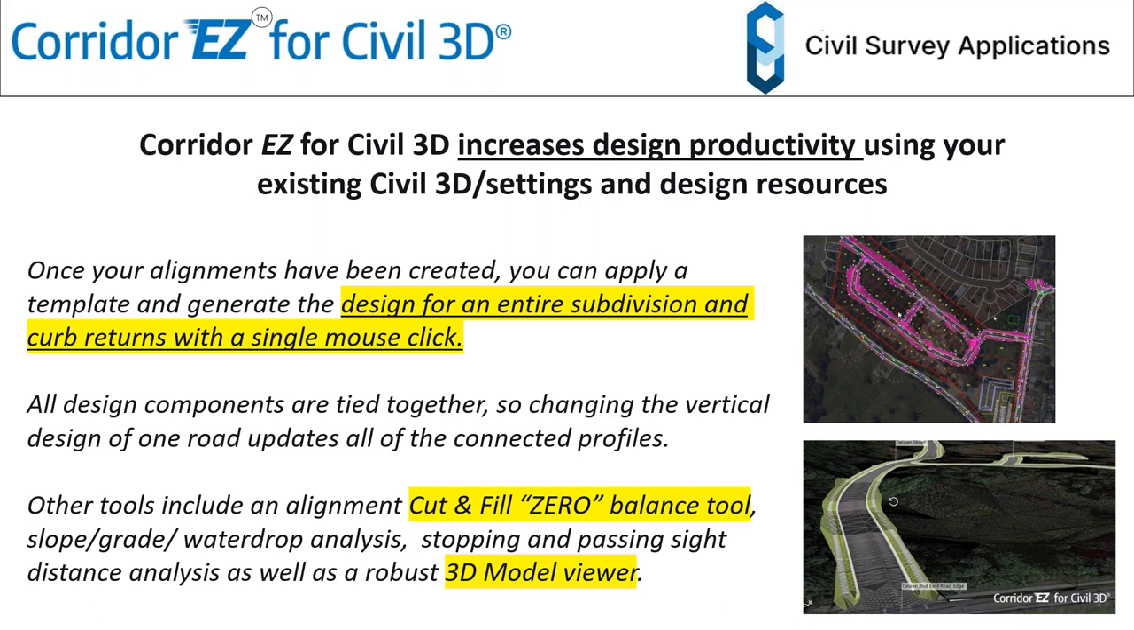With this, you're going to see how we can do a whole subdivision with the roads and the curb returns with a single mouse click. And then some really cool tools that we've also added, like taking an alignment and doing a cut and fill balance to close to zero in this product as well. And what's exciting is that we have a built-in 3D model viewer. That allows you to work with your model, rotate it around, move it around, and also see where maybe the design is missing a couple of things and you've got to go back and correct it. So the model viewer comes with Corridor Easy. It's part of the software. Next slide.